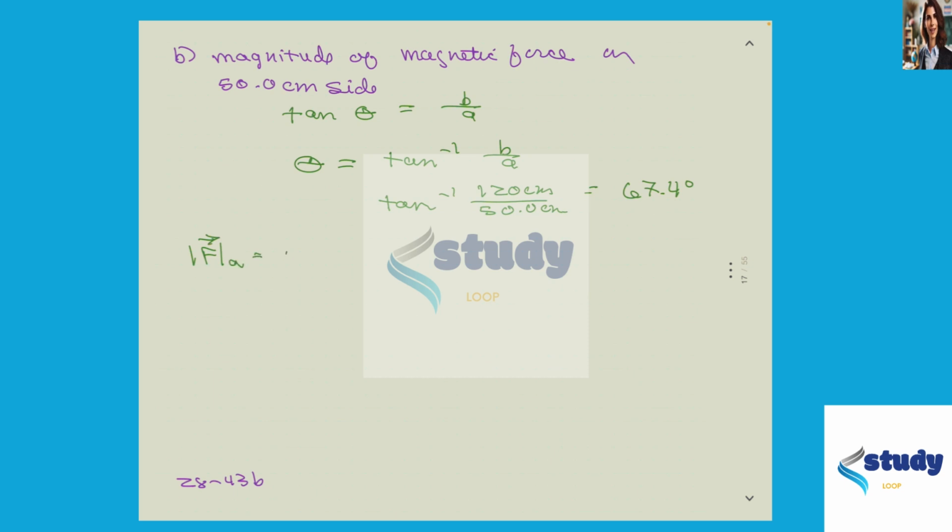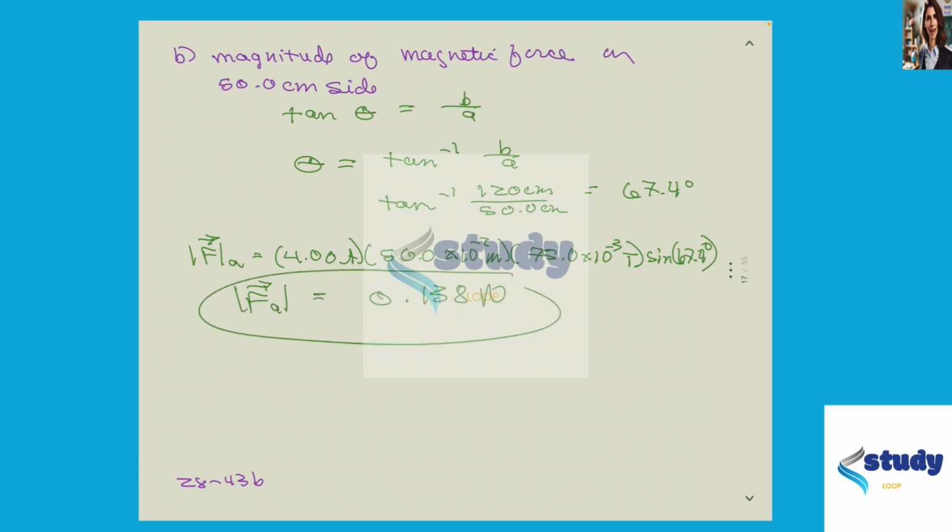Okay, now we can do our force, same equation as our last page. The force will equal 4.00 amps times 50.0 times 10 to the minus 2 meters times 75.0 times 10 to the minus 3 teslas times the sine of 67.4 degrees. And this will equal 0.138 newtons. And that will be our answer for B.